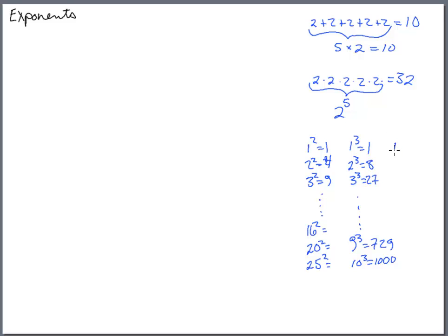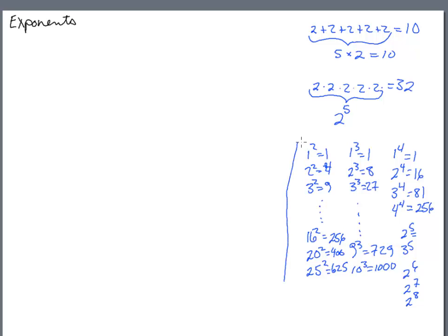Then the 4th powers. 3 to the 4th is 81, which is the same as 9 squared. And then 4 to the 4th is 16 squared, which is 256. We should write these down. And then you should do the 5ths, for 2 to the 5th and 3 to the 5th. For the 6th, you should definitely do 2 to the 6th, 2 to the 7th, and 2 to the 8th for good measure. These are the exponents that you really need to memorize. So commit those to memorization. You'll need to do them.